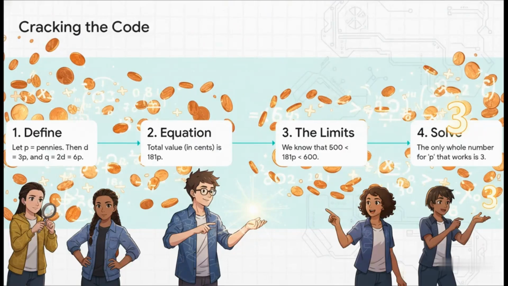Let's decode this thing. First, we define all our coins in terms of one variable, p for pennies. That lets us write one single equation for the total value of the coins in cents, 181p. We also know that the total value has to be between 500 and 600 cents. So now it's just a little puzzle. What whole number, when you multiply it by 181, lands in that narrow window? There's only one possible answer. It has to be 3.